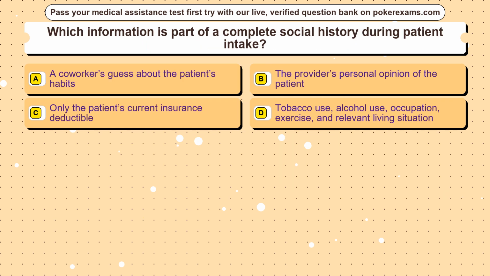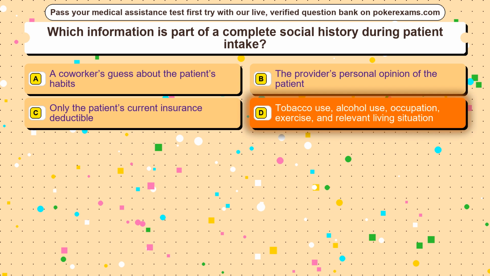Question 62. Which information is part of a complete social history during patient intake? Option A, a coworker's guess about the patient's habits. Option B, the provider's personal opinion of the patient. Option C. Only the patient's current insurance deductible. Option D. Tobacco use, alcohol use, occupation, exercise, and relevant living situation.